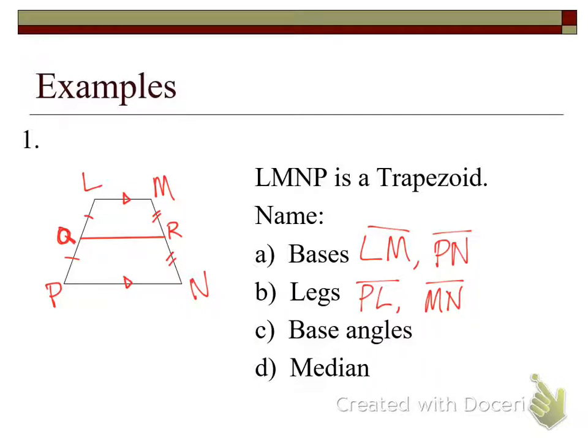Okay, the base angles, I think that's a little misleading to say generically base angles. So let's pair them up. Give me a pair of base angles that would go together. P and N would be a pair. Angle P and angle N is a pair of base angles. They're on the same base. P and N share a same base. And what's the other pair? Okay, angle L and angle M would be the other pair because they're on the same base.